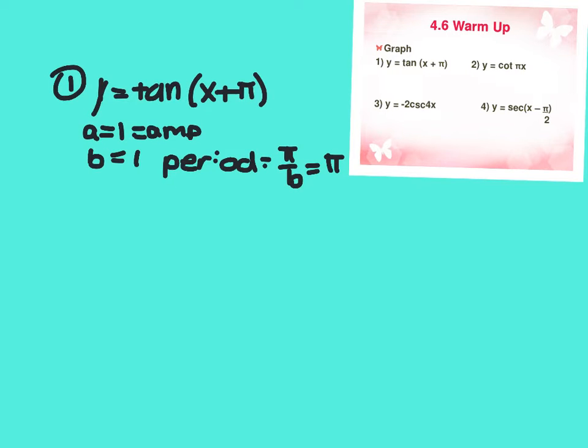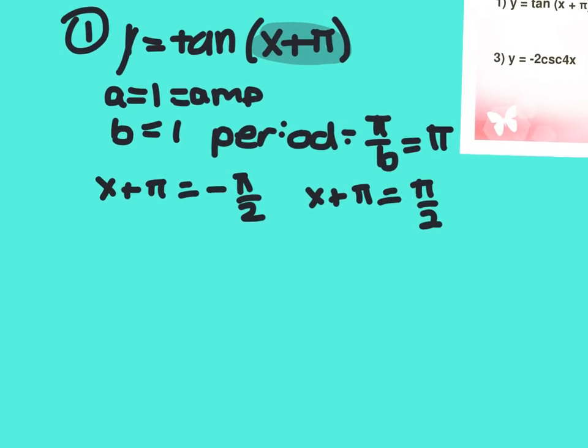So this is going to be pi. And then tangent, cotangent gets different, right? For tangent, we take what's next to that tangent, which is here, and we set it equal to where tangent's undefined, which is at negative pi over 2 and at positive pi over 2. So I'm going to set x plus pi equal to negative pi over 2 and x plus pi equal to positive pi over 2. Solve by subtracting pi from both sides. So I get x equals, that would be negative pi over 2 minus 2 pi over 2, or negative 3 pi over 2. And then 2 pi over 2 subtracted from pi over 2 is negative pi over 2.